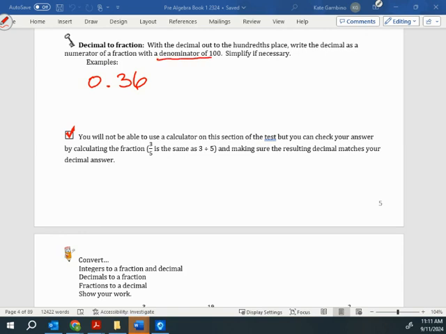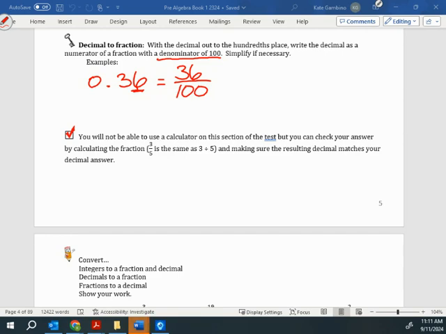Remember, we want that denominator of 100. That 6 is in the hundredths place, so we know that that is the same thing. Hundredths place to 100. Remember, we had taken that numerator and put it as our decimal. Now we're going to go backwards and put that decimal as our numerator. So 36 hundredths.